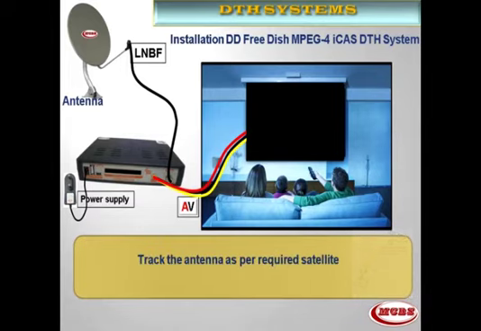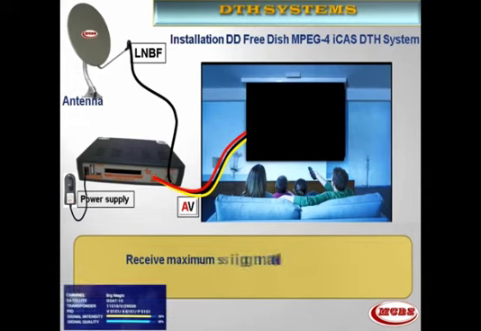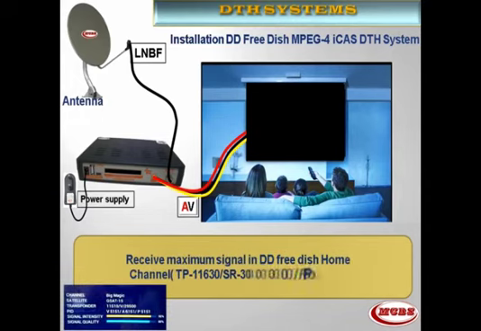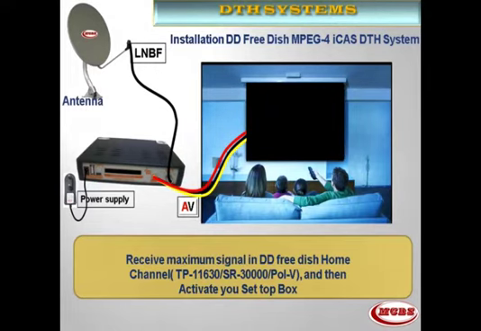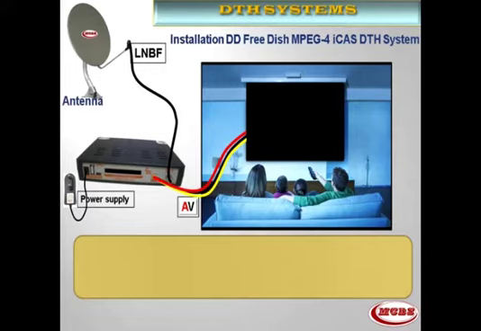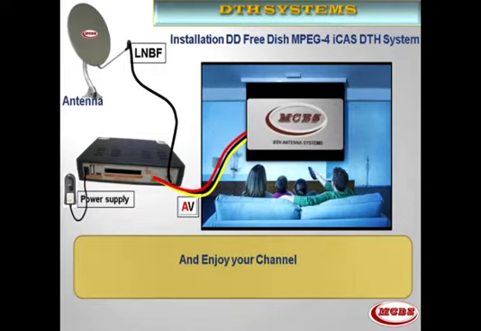Track the antenna as per required satellite. Receive a maximum signal in DD Dish home channel of transponder 11,630, symbol rate of 30,000 and polarity V, and then activate your channel. And enjoy your channel.